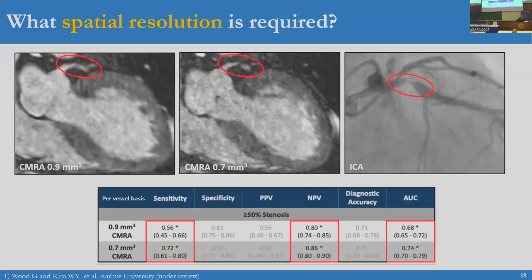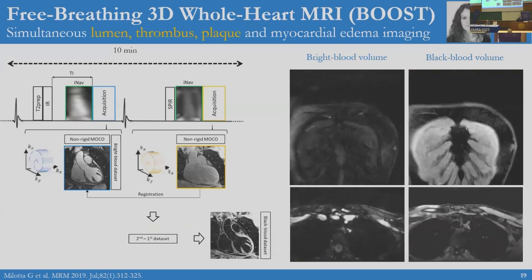Now the question is, what spatial resolution is needed? At the moment, we are working at 0.9 millimeter isotropic. Young's group in Denmark is now pushing to 0.7, and they could show that they improved the sensitivity, the negative predictive value, and the accuracy by going to the higher spatial resolution. However, of course, that takes longer. We have to keep this in mind.